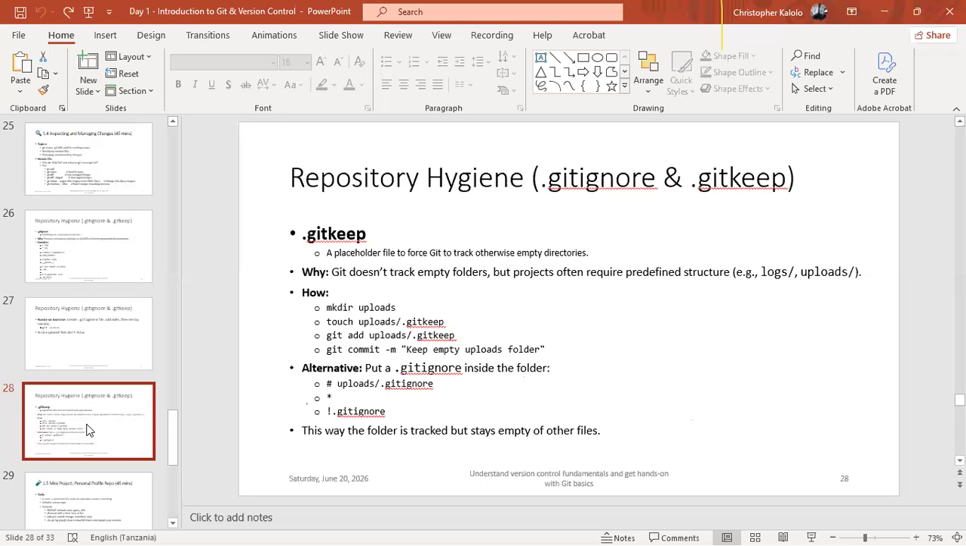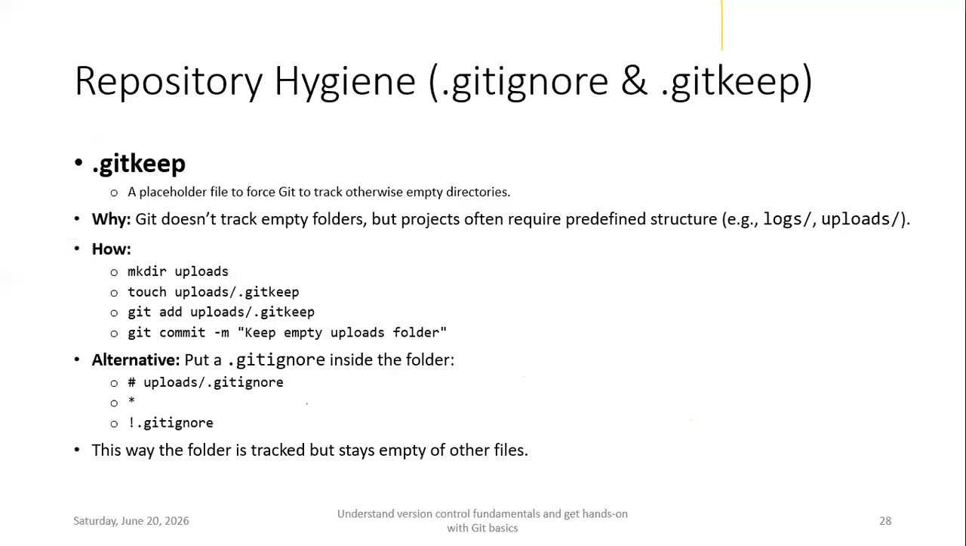The .gitkeep actually is a placeholder file to force Git to track otherwise empty directories, because empty directories cannot be tracked. They can't be tracked. So if you want to track an empty directory, what you do, you add a .gitkeep. It has nothing to do, but it's just there to make sure that the folder or the directory is tracked. Only that. So it's not a conventional file.